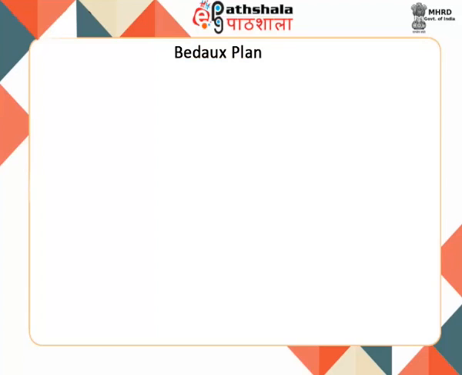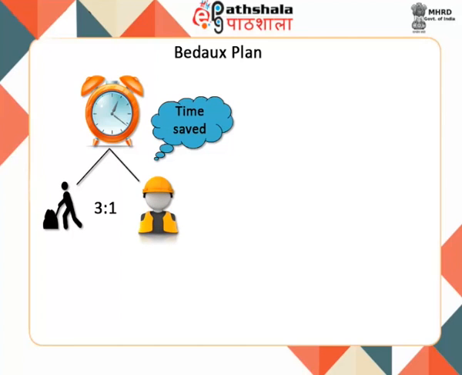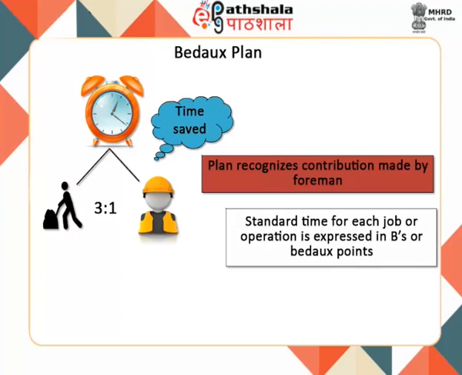Beddock's plan. The special feature of this plan is that the value of time saved is divided between the worker and the foreman in a 3:1 ratio. The plan recognizes the contribution made by the foreman. If worker and foreman do not cooperate with each other, the worker cannot give good results. Under this plan, standard time for each job or operation is expressed as so many minutes called Bs or Beddock's points, each B representing 1 minute.